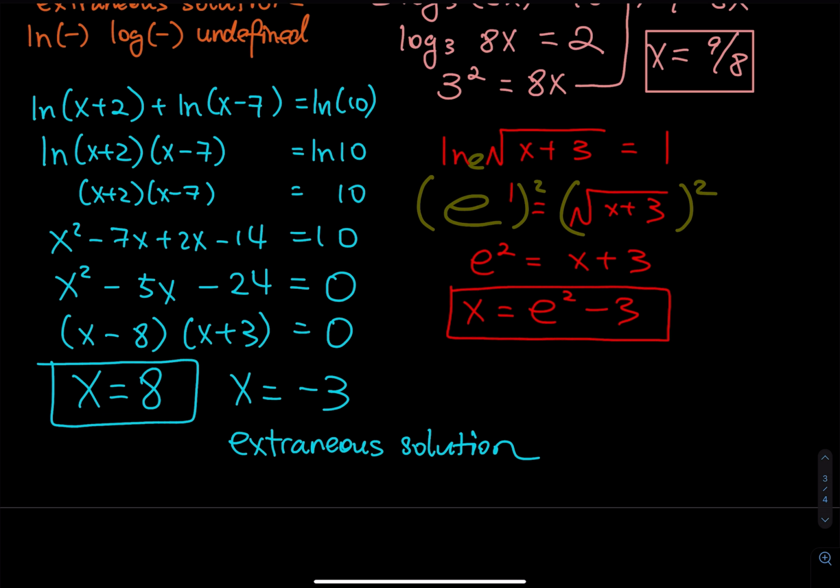Does that fit? Let's check. So we have ln of the square root of e squared minus 3 plus 3. So that is equal to ln of the square root of e squared, which is ln e, which is equal to 1. So this is a check. The square and the square root got canceled, right? First, we get rid of the negative 3 and 3, and then we use the square and the square root to cancel, and then ln e is equal to 1, so the answer is a solution.